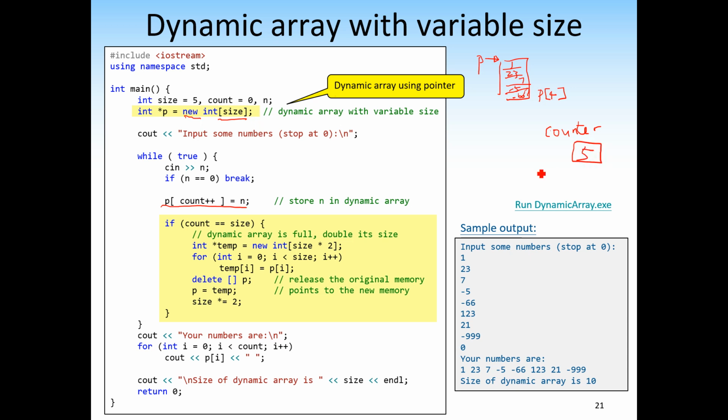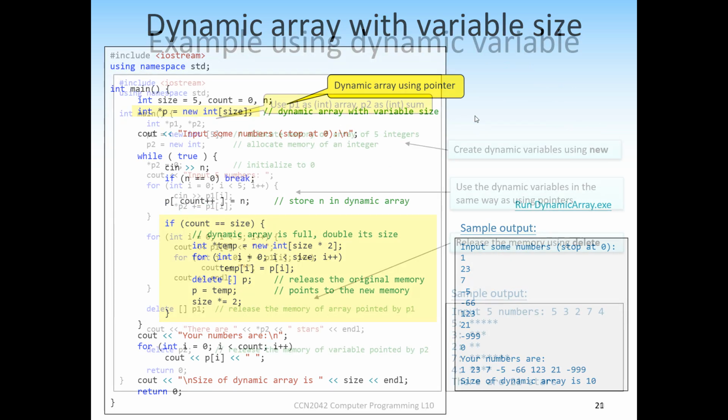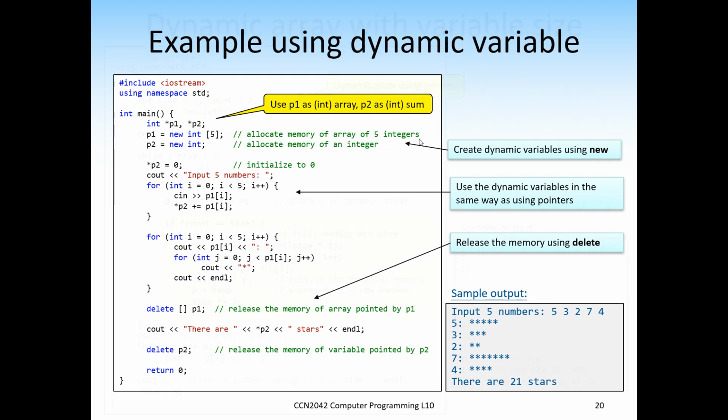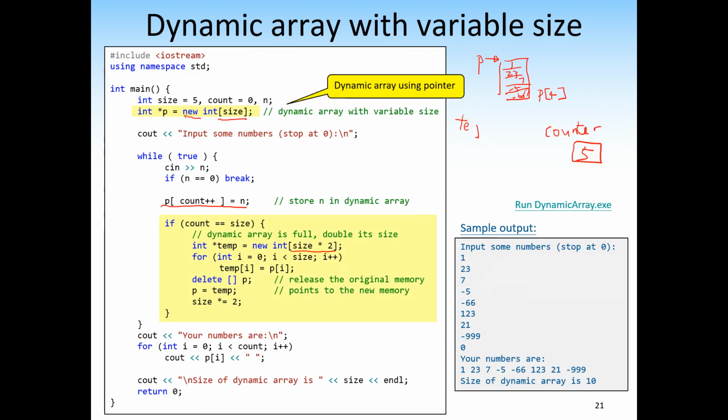So then what happened? When the counter equals 5, it means it is equal to the size. Then we would like to create a new array. So here we double the size. So we got 10, and then for 10, we allocate the memory for size times 2. In other words, we got 10 blocks from 0 to 9.